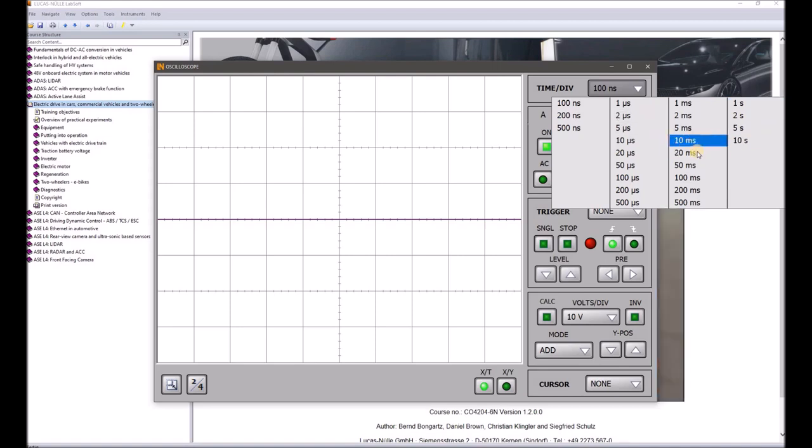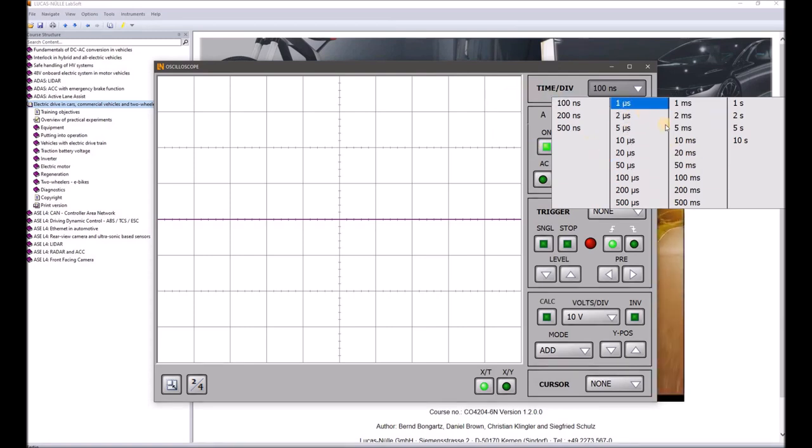So this depends on what you want to measure. If you have very fast signals, you of course need a very short time. If you want to measure a slow signal, or a signal where it's important to measure it over a longer time, you can choose one of these here. So for example, if you want to show the start of a high voltage system, it makes sense to choose one of those here. If you measure the CAN bus, you are more in that area here.